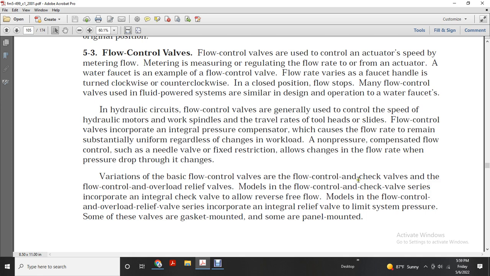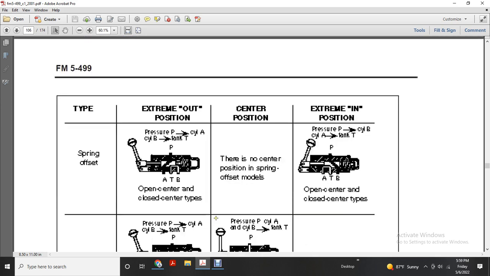Variation: basic flow control valve, flow control check valve, flow control overload relief valve. The model with the flow control check valve series has an incorporated integral check valve allowing reverse flow free flow. The model with the flow control overload relief valve series has an incorporated integral relief valve with limited system pressure. Some of the valves are gas mounted and some are panel mounted.